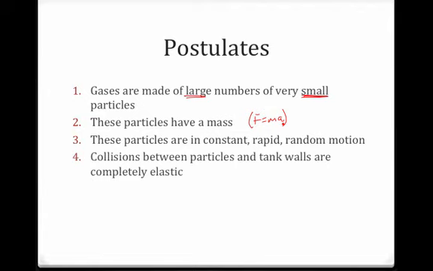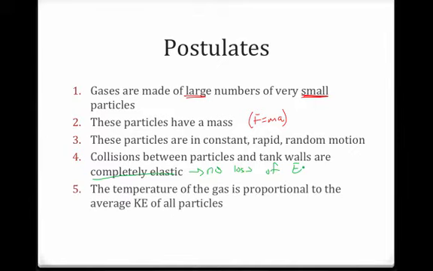The collisions between particles and tank walls are completely elastic. If you forget from your physics courses what that means, completely elastic means no loss of energy. So whenever these collisions occur, there's no loss of kinetic energy in the process. Energy can be transferred from one particle to another, but there are no losses due to friction or resistance of any type. So these particles are moving, and they will continue to move indefinitely.